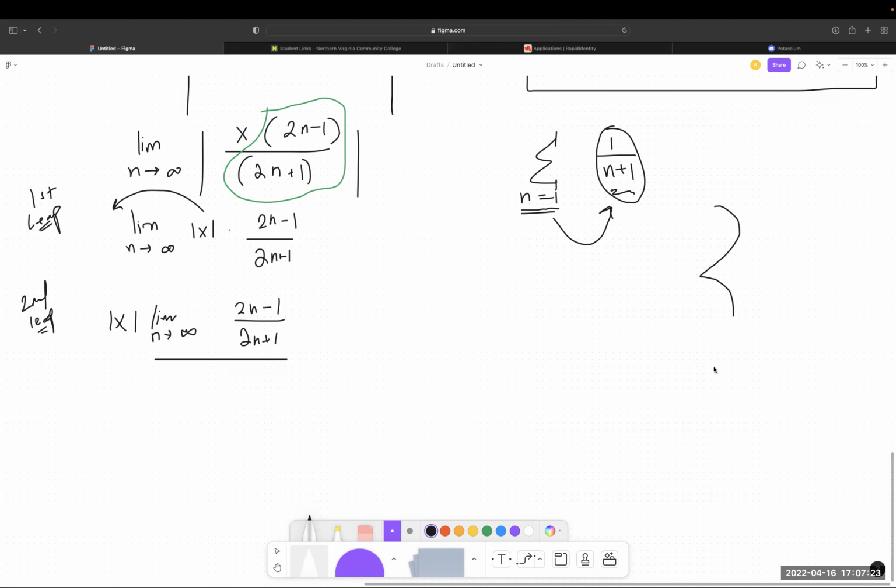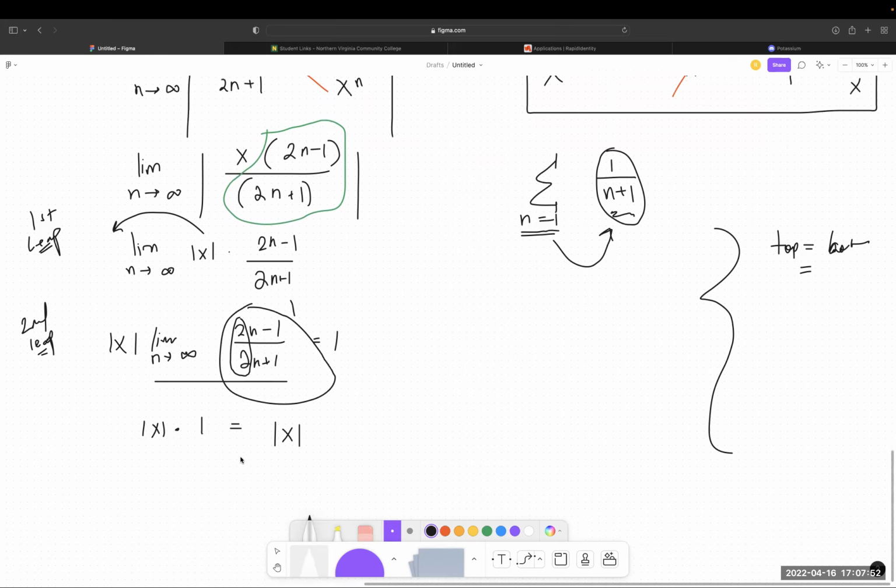And as we know, if the degree of the top is equal to the degree of the bottom, that's just the division of the coefficients. So here the coefficients are 2 and 2 respectively, but that amounts to 1. And so here we are, this whole thing inside here is just 1, right? So it's just the absolute value of x times 1, which is just the absolute value of x.